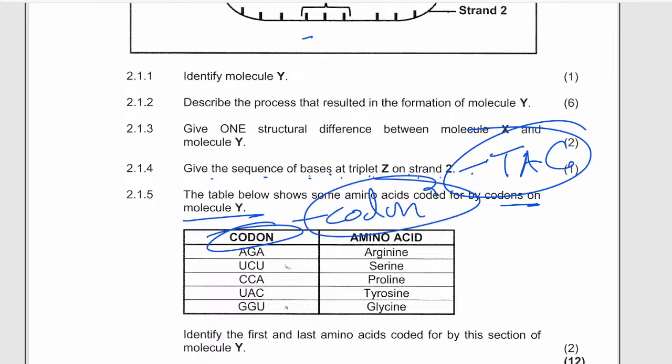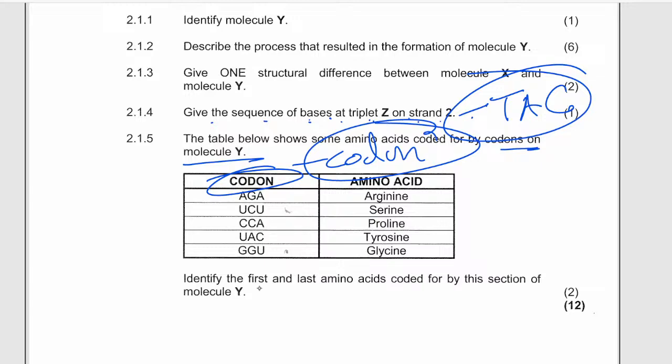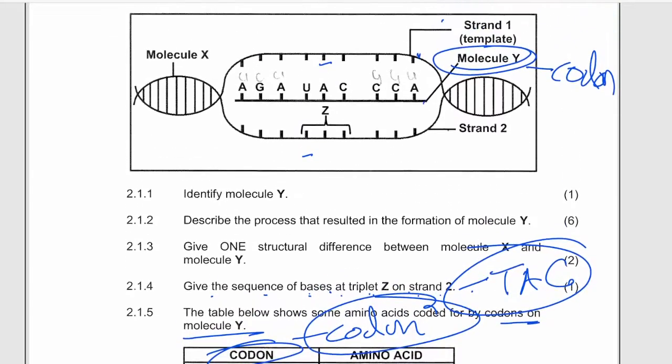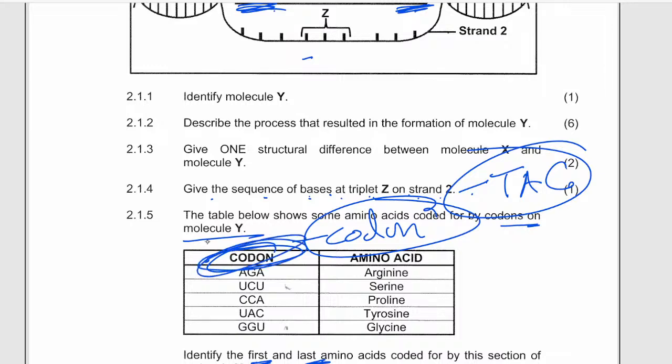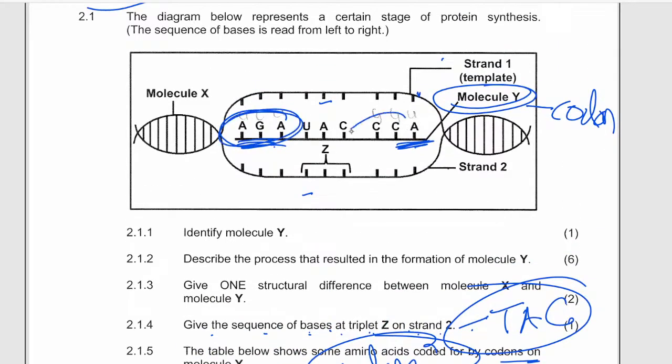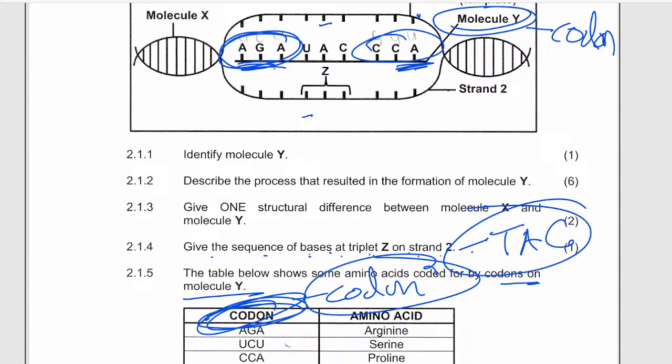So meaning that I don't need to change anything. They are saying identify the first and the last amino acid coded by this section of molecule Y. The first and the last. You don't need to change anything because this is messenger. I told you, please, I beg you, always correspond with this. This is codon and then this is also codon. You are changing it to anticodon. Here there is nothing like anticodon, so it's codon versus codon. Therefore it was very simple. You just read it the way it is.